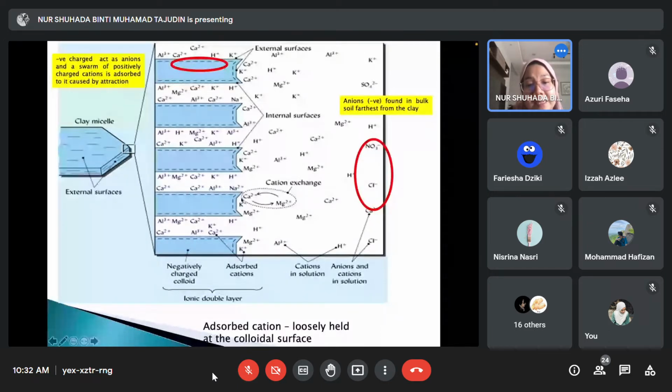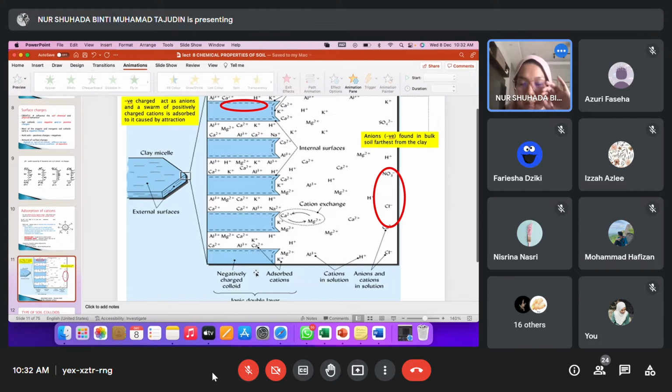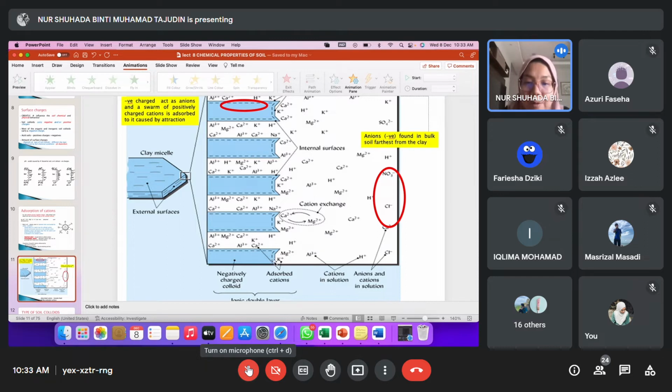Can you see my cursor? Yes. Okay, so this is a colloid. This is a negatively charged colloid. You can see here it is negative, negative, negative, negative. So these negative colloids can hold positive cations. A cation that is held at the surface for some time, we call an adsorbed cation. It is held by the soil temporarily.